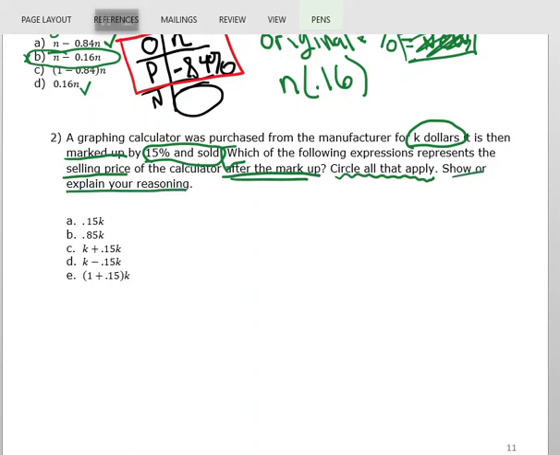All right, let's go back and read this one again. I had a lot of information here. My graphing calculator was purchased from the manufacturer for K. That's my original. And I have here a markup. That's an increase.